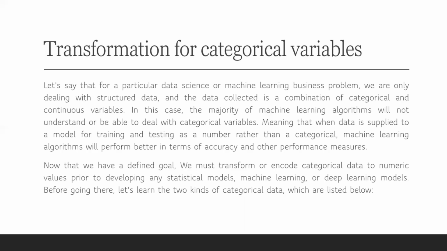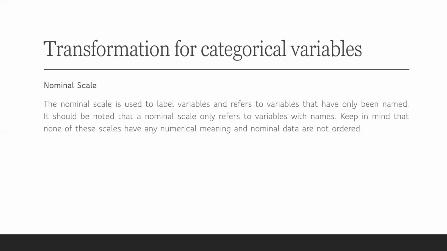Now that we have a defined goal, we must transform or encode categorical data to numerical values prior to developing any statistical models, machine learning, or deep learning models. Before going there, let's learn the two kinds of categorical data which are listed below. So first of all, we have nominal scale. The nominal scale is used to label variables and refers to variables that have only been named.